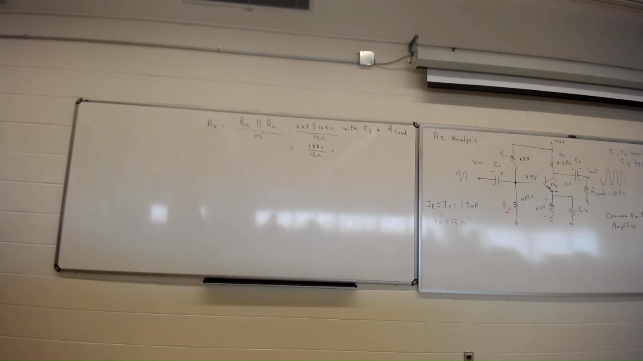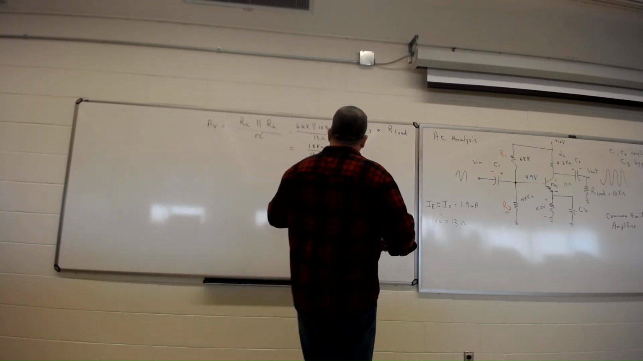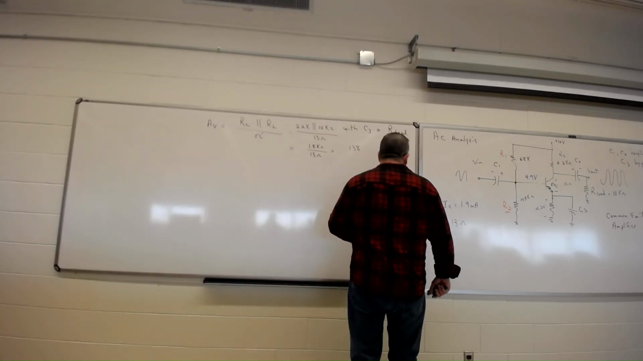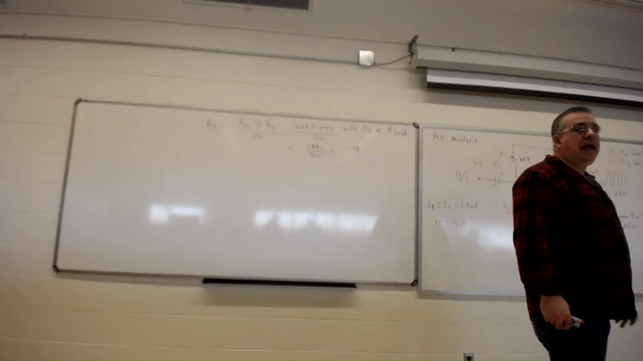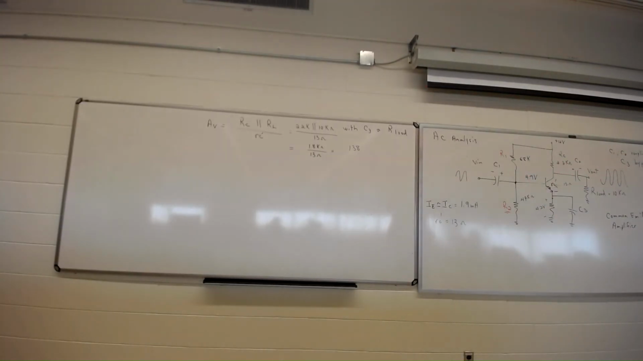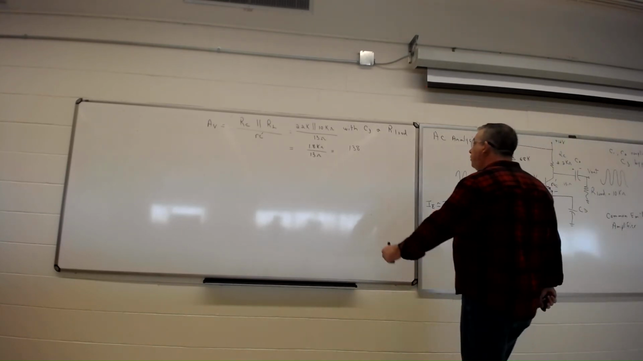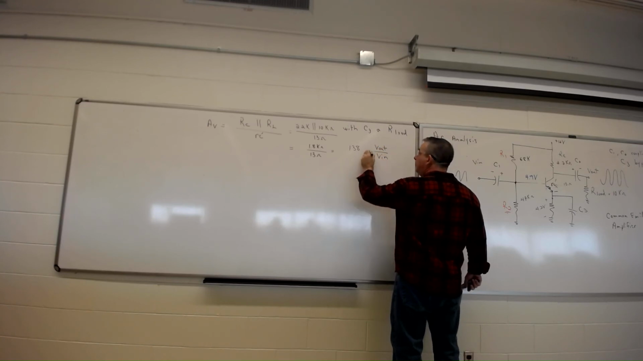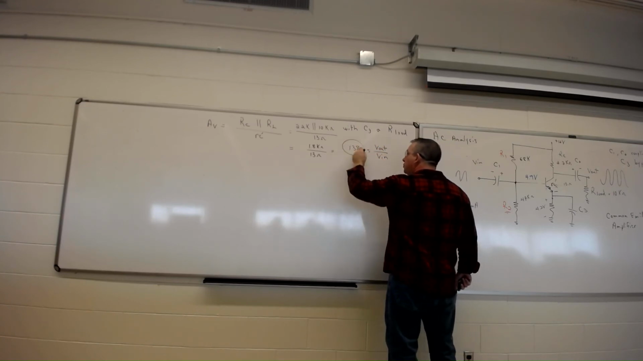138.5. 138. Okay, let's see what that means. It has no units, eh? It's a gain, so it's a ratio. And this 138 actually represents V out over V in. That's what we said voltage gain was. It's 138. That's what we're calculating.